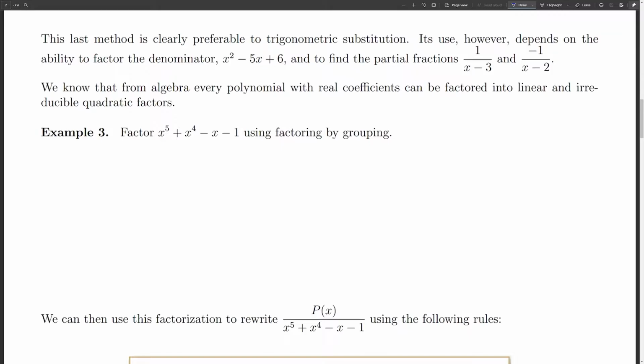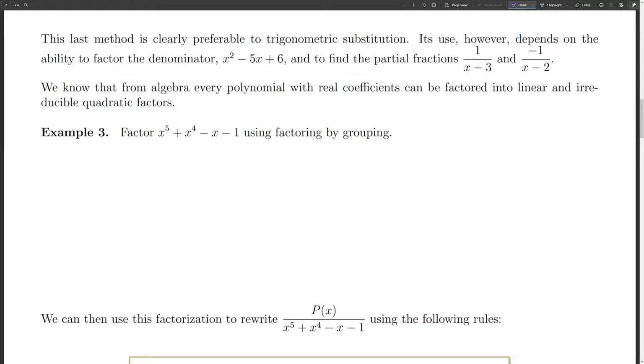So the denominators depend on how we factor x squared minus 5x plus 6, but there are also the coefficients in the numerator. For the first fraction, the coefficient is 1 over x minus 3. And for the second fraction, the coefficient is negative 1. So we need to figure out how we can find those coefficients. But first, we need to talk a little bit more about factoring.